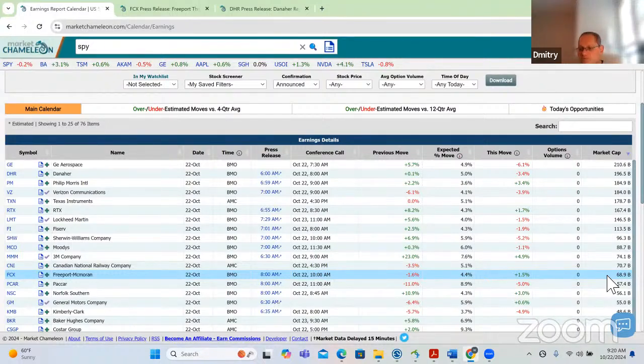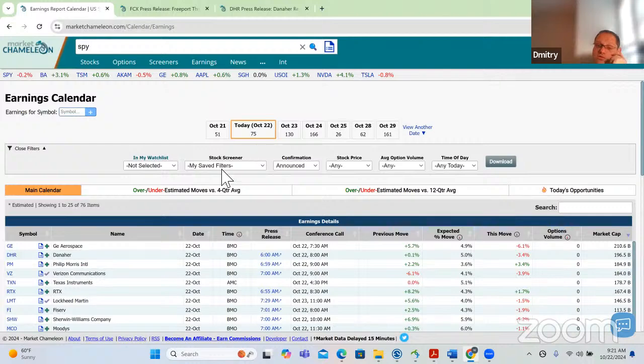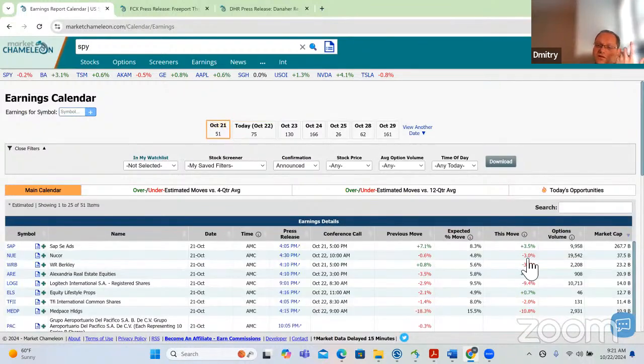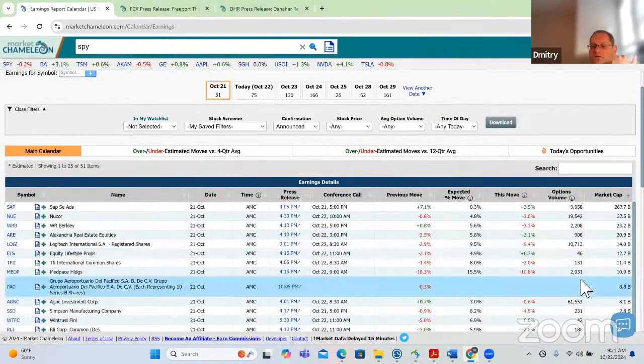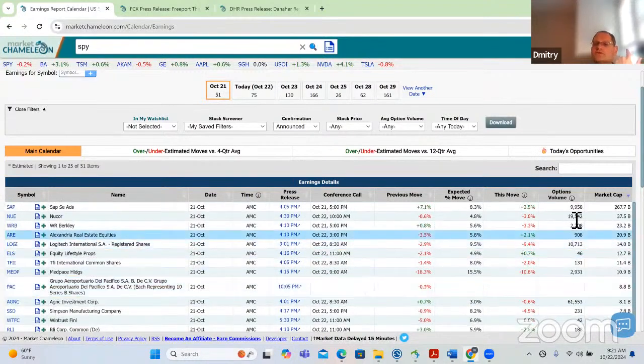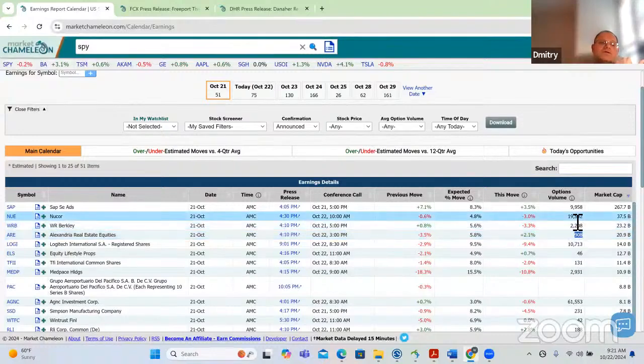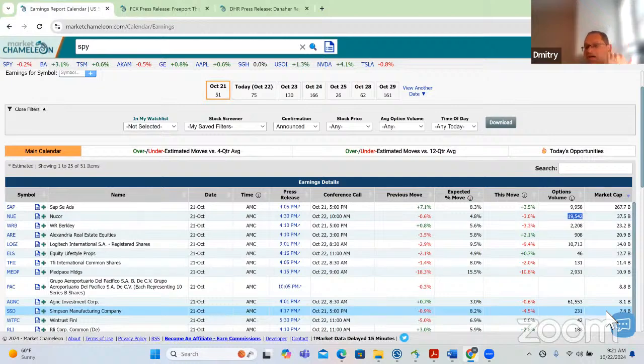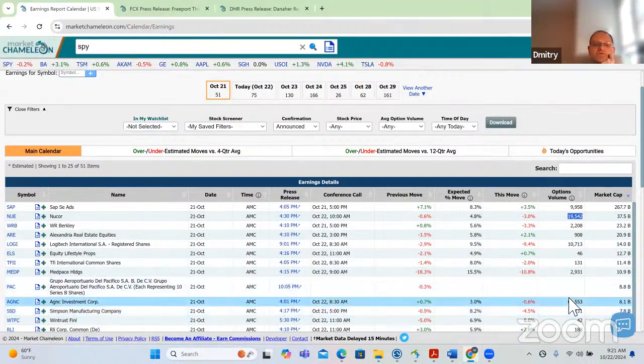So you could have earnings, but with very low option volume. Let's go here, we'll go for the previous day. October 21st is yesterday. So these were yesterday's earnings, but you could see sometimes you have very low option volume, like in this case, 908 contracts traded in ARE. But here's one, Nucor traded 19,500 contracts. Here's one that traded 61,000 contracts in the day.